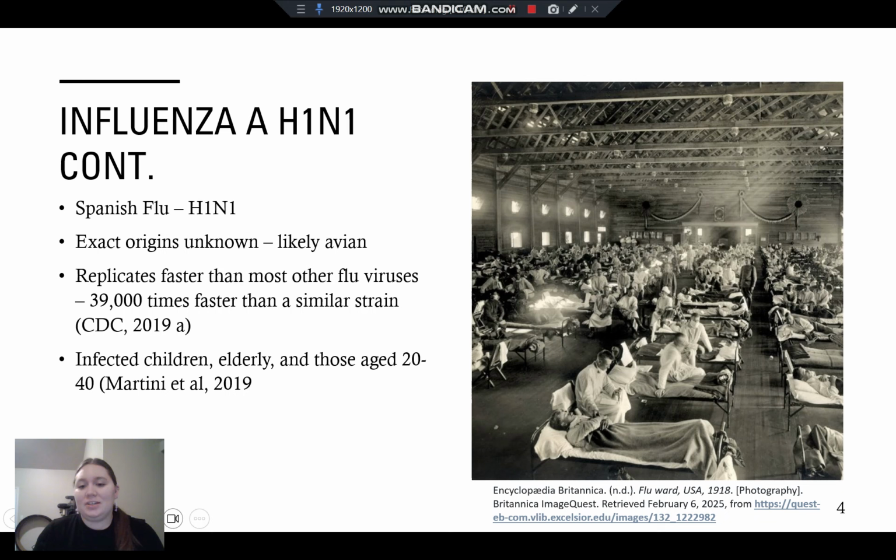And then this photo here is from 1918 and it is a flu ward. So you can see how close these people are, and that's going to give the flu a really good opportunity to continue to spread between all those different people. However, most places were not properly equipped to hold the amount of people that got infected.